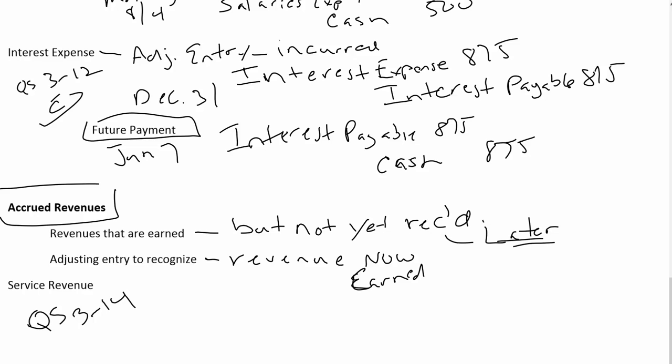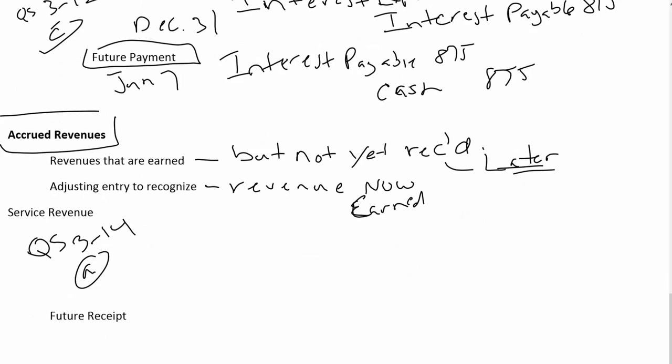Okay? And so let's look at Quick Study 314, and we want to look at A. 314A says that at year end, the company has completed services of $19,000 for a client, but the client has not yet been billed for those services. So we completed the services. Remember back in chapter 2, I believe, we record revenue when it's earned. And so we would go ahead and record the revenue, because I'm not going to receive it until later.